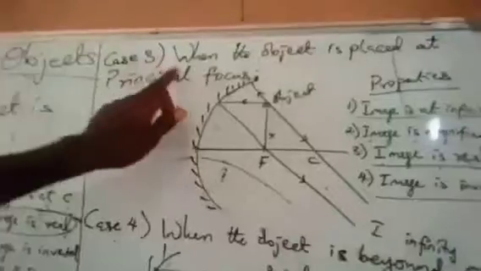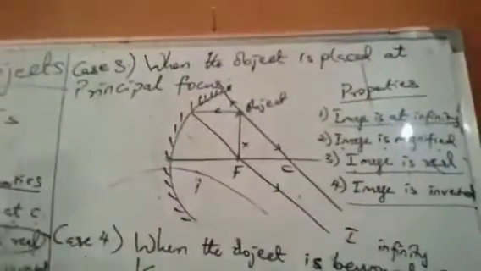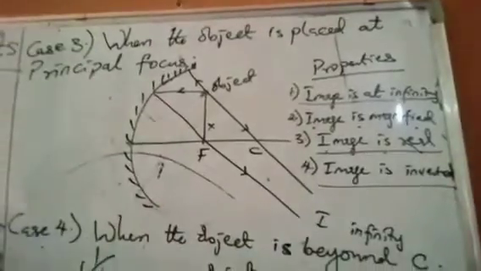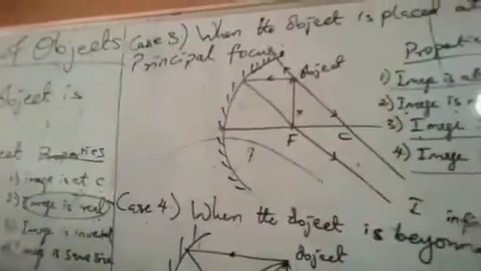Now look at case 3. Case 3 says when the object is placed at the principal focus. When the object is placed at the principal focus, that is F, a significant thing again happens, just like when the object was placed at the center of curvature C.